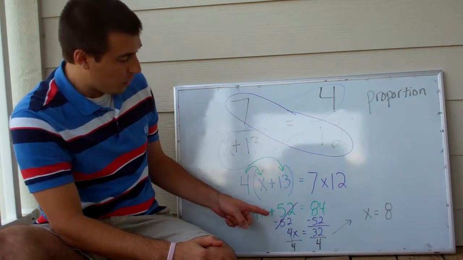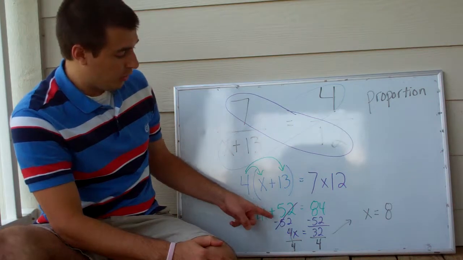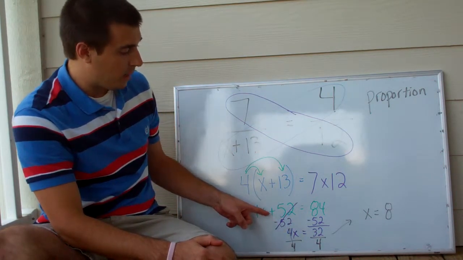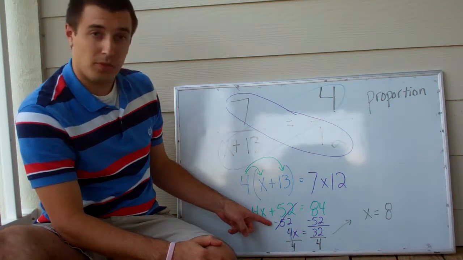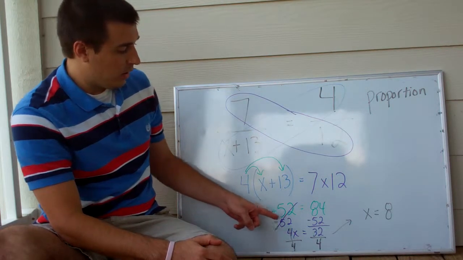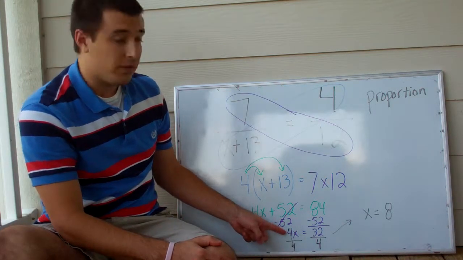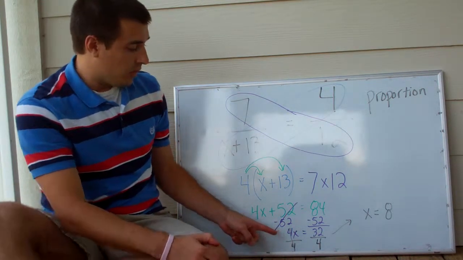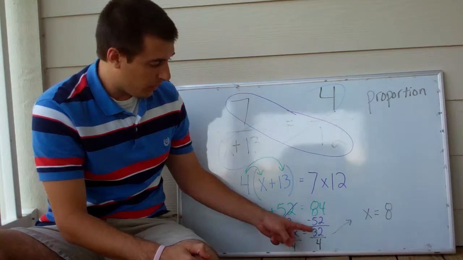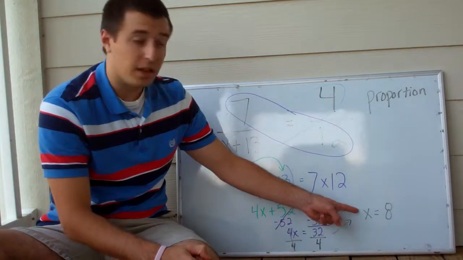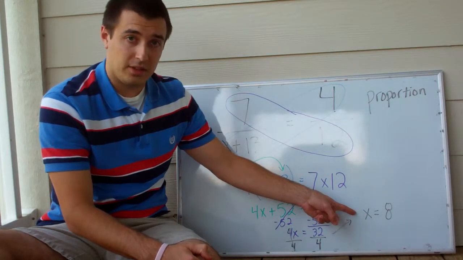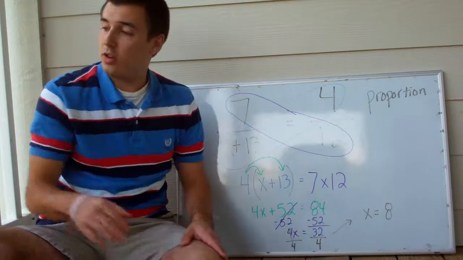So we try to get the variable by itself, so we move everything else to the other side. The opposite of positive 52 is to subtract 52. So 84 minus 52 will give us 32 over here, which will leave 4x over here. So we divide by 4, divide by 4. 32 divided by 4 means that x is going to equal 8. Alright?